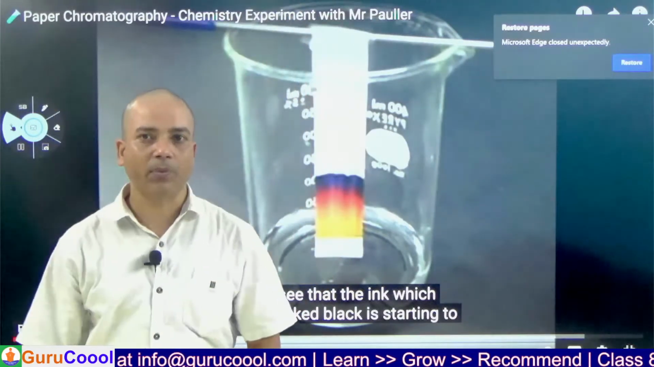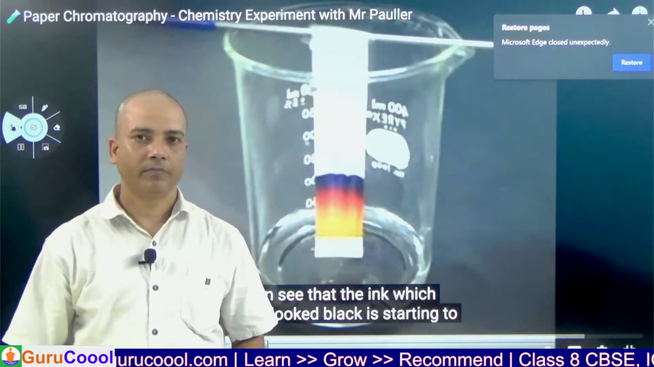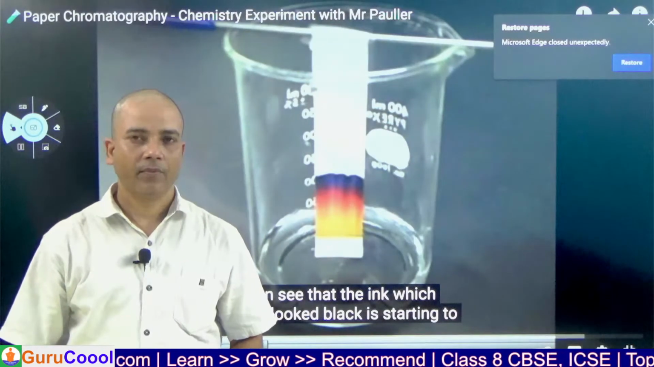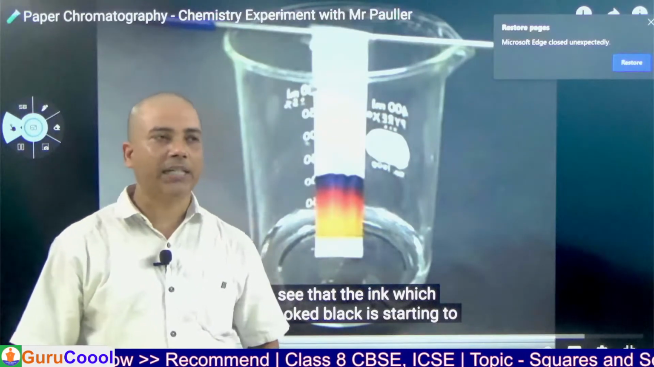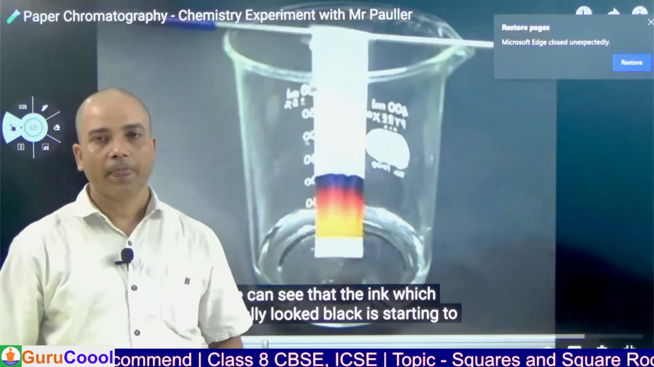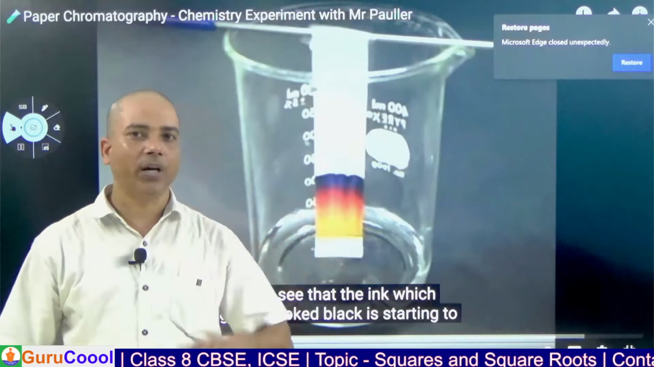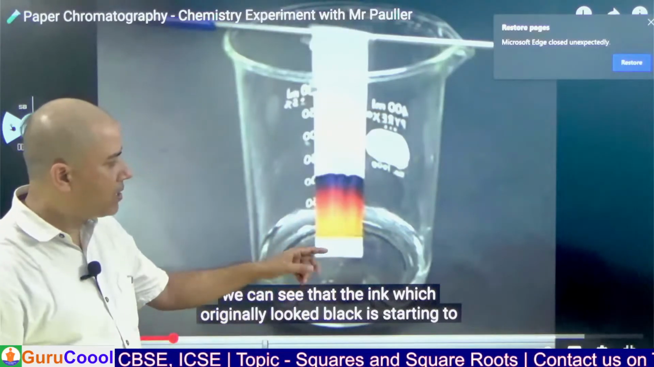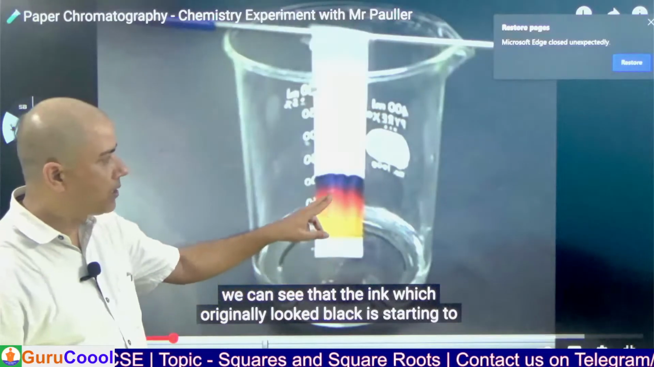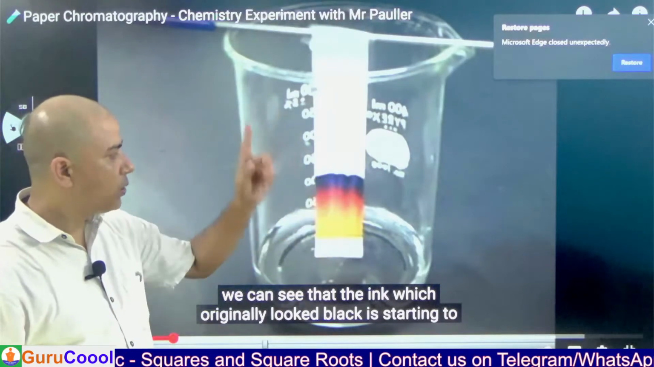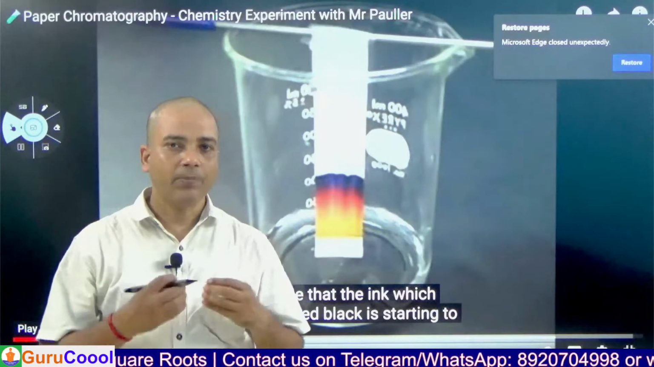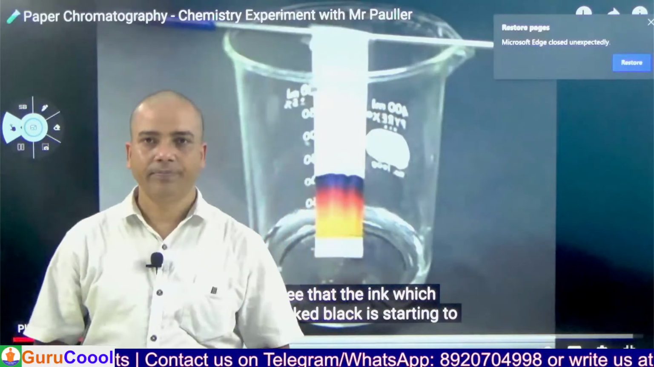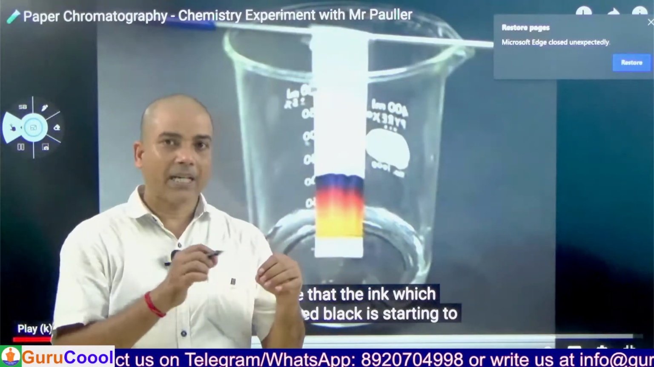Have you seen this process ever? Yes, sir. Especially it happens fast with tissue paper. If it is a tissue paper, it happens very fast. So what happens is, as the water spreads, the color also spreads. And which property helps us to separate the color? Actually, all the color components.